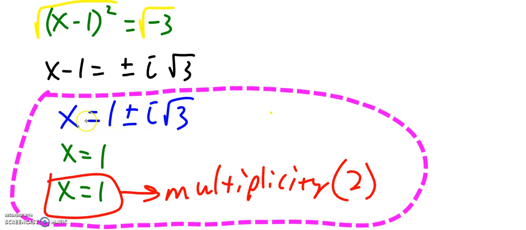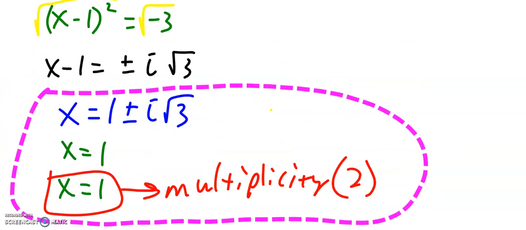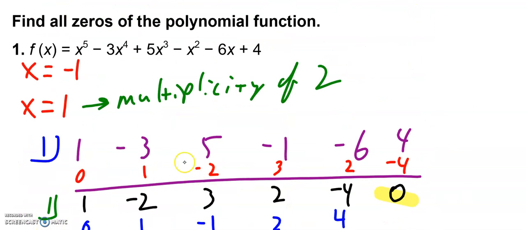Okay, so for this, I ended up with x equals 1 plus or minus i root 3, x equals 1, and x equals, well, I miswrote that, sorry. This is x equals negative 1, and x equals 1 with a multiplicity of 2. How did I get that?